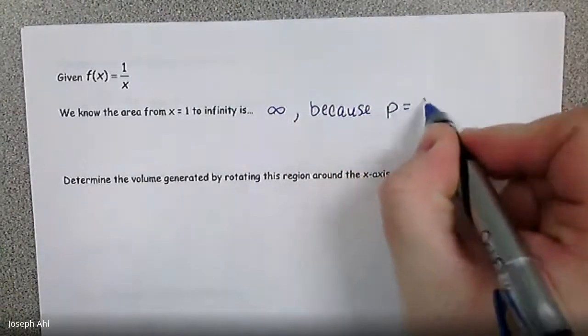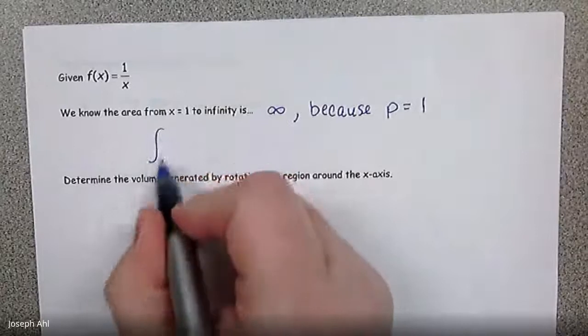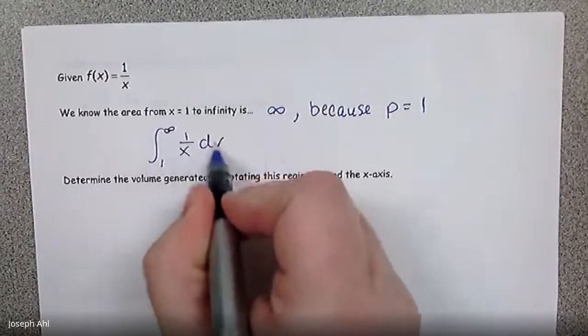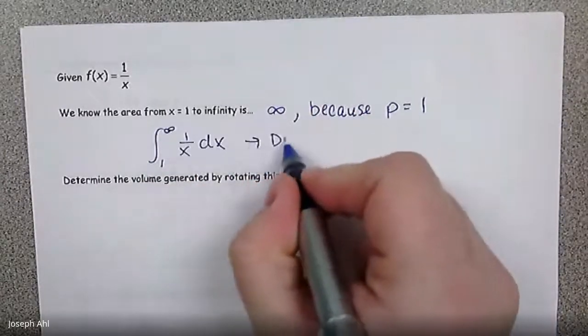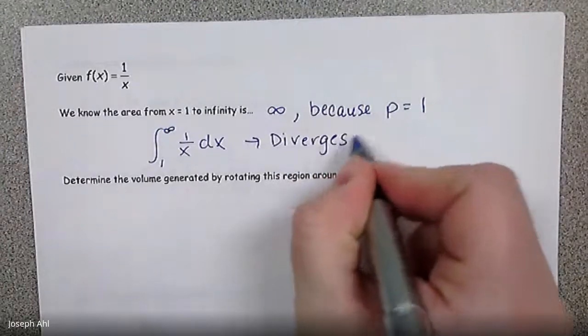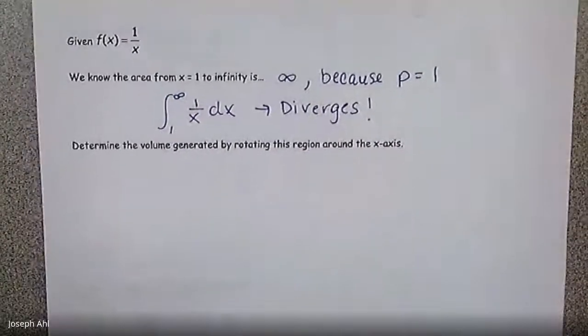Because when p equals 1, we know that the integral from 1 to infinity of 1 over x dx diverges. So what we want to do is determine, even though it has an infinite area under the curve from 1 to infinity, can we determine the volume by taking that region and revolving it around the x-axis?